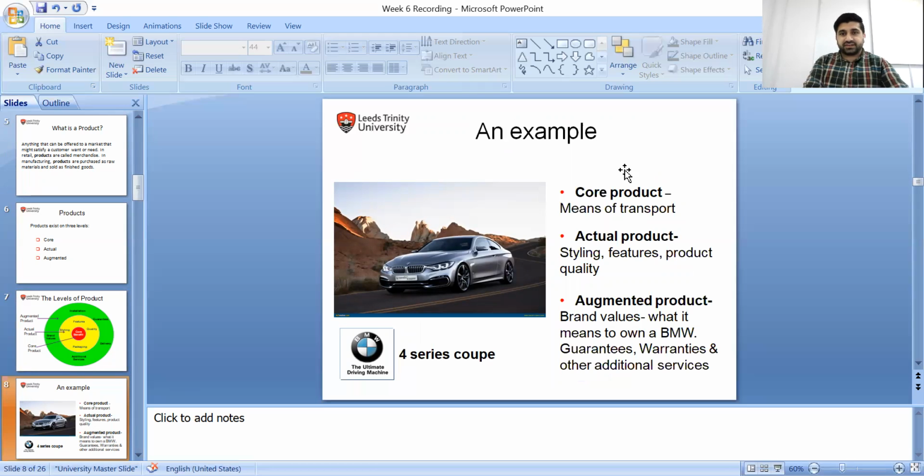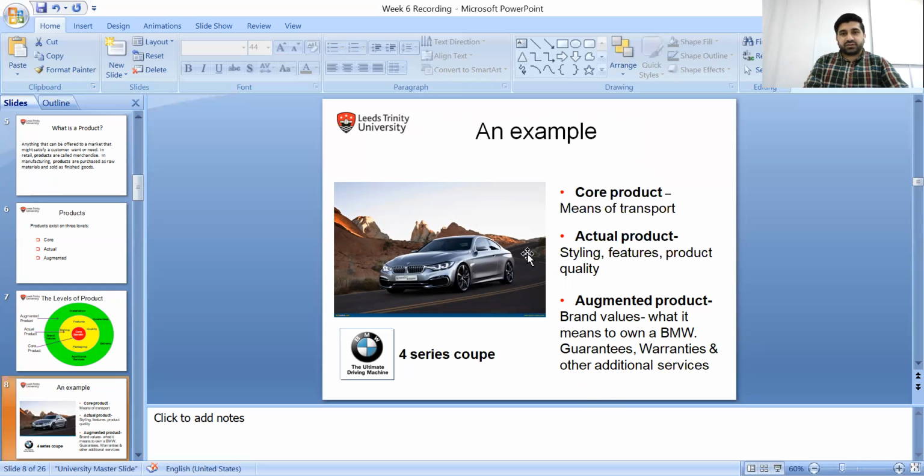In this example, the core product is a car, the means of transport. What type of product we are going to offer is called the core product. The actual product means style, features, product quality, and so on. What types of features, styles, and design are offered along with this product. And the augmented product includes brand values, what it means to own a BMW, guarantees, warranties, and other additional services.